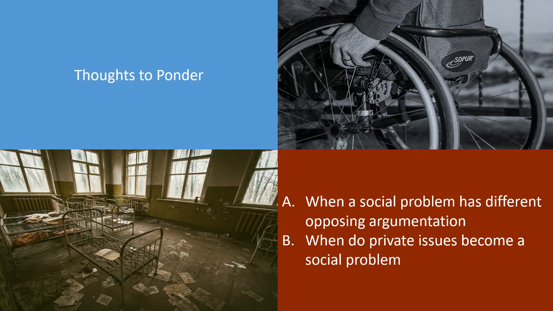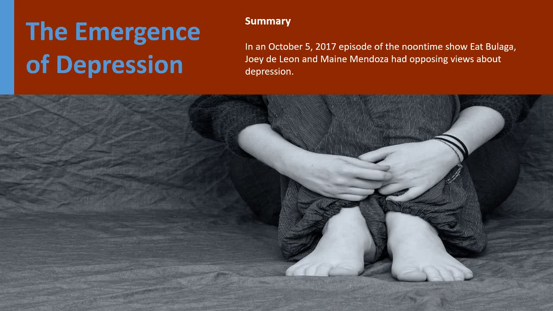Let us have an activity on the emergence of social problems. For our activity, let us use the incident between Joey De Leon and Maine Mendoza about depression. To give you a background on this one, in an October 5, 2017 episode of the noontime show Eat Bulaga, Joey De Leon and Maine Mendoza had opposing views about depression. In the One for All for One segment of the show, the mother of the winning contestant was revealed to have been diagnosed with depression. De Leon claimed that depression is gawa-gawa lang or made up by people suffering from it, while Mendoza claimed that people with depression needs medical help and our support.